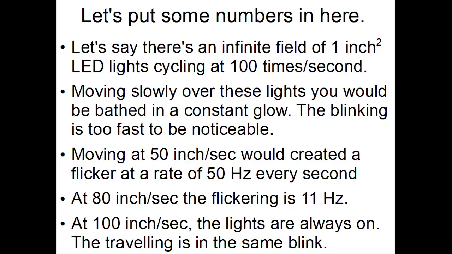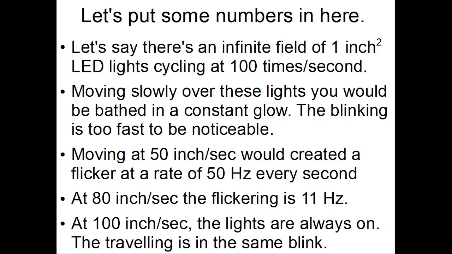For the younger generation, let's change the analogy by saying there's an infinite field of 1 square inch LEDs cycling at 100 times a second, and you can film them. If you play back the film at regular speed, you'll see a constant glow. The blinking is too fast to be noticed. That's equivalent to traveling slowly over these lights. If you slow down the film to 50 frames per second, the lights seem to flicker at 50%, a rate of on and off every second.